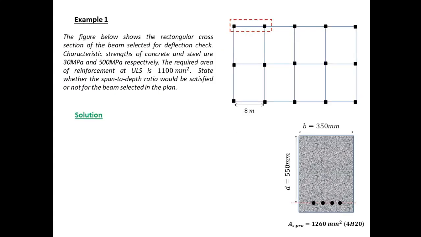Just before going back to our design problem, I'm going to have this quick example. So we are asked to check the deflection for this beam, and we have everything that we need. We have the area of tension reinforcement provided, we have the D, we have the B, and also we have the area of reinforcement required. So let's just do it.